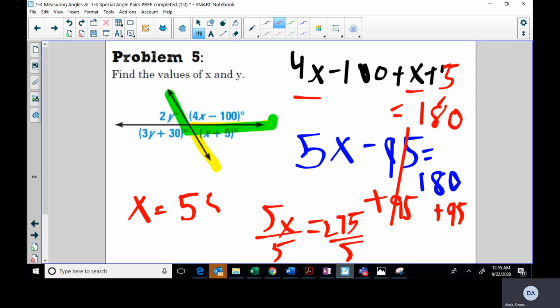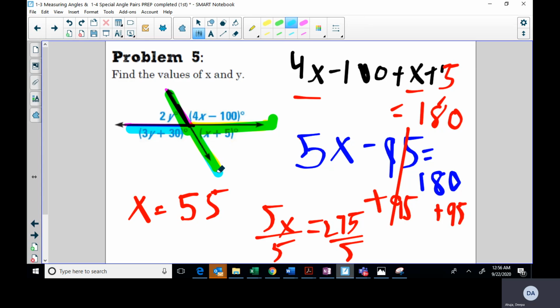So if I get the value of x, I can solve for y too. So this is the way we solve for x. How will we solve for y? We will use the highlighter. This is your one angle, and this is your another angle in the blue. Together they will make 180. So 2y plus 3y plus 30 is equal to 180.